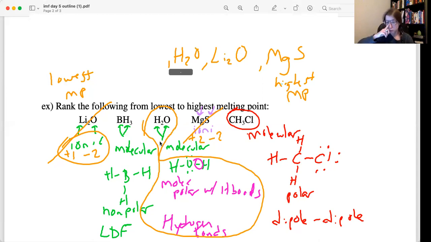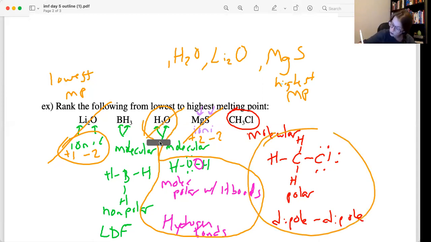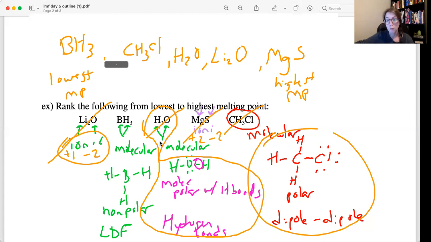After hydrogen bonds would be anything with dipole forces. That would be this one, CH3Cl. And then we have a molecular nonpolar. That must be our lowest melting point. Again, if I gave you 2 molecular nonpolars, Ms. Prater showed you how to figure out between those which is higher or lower.